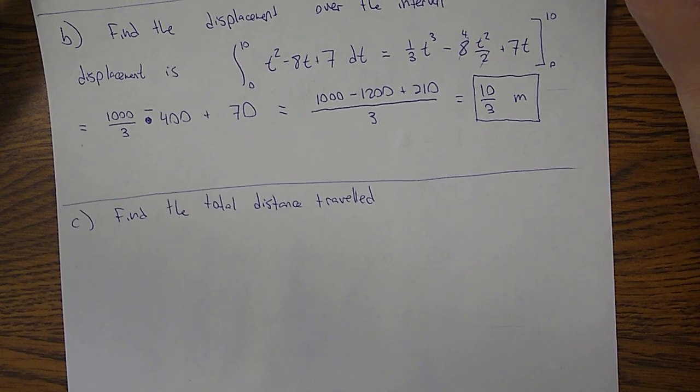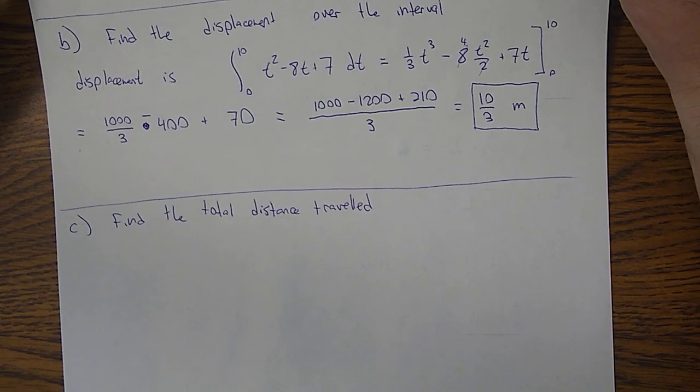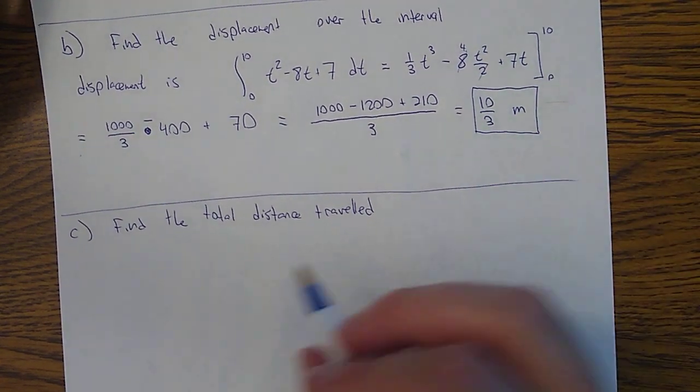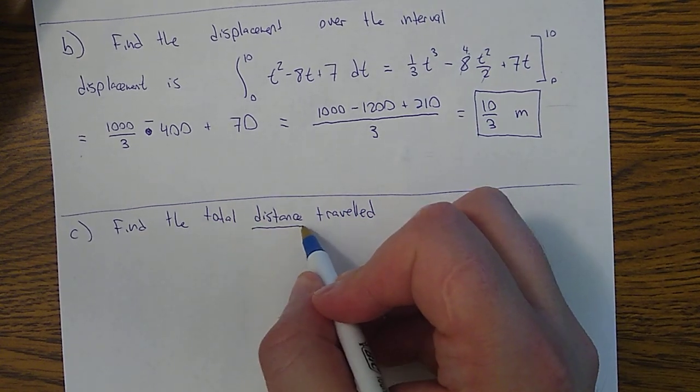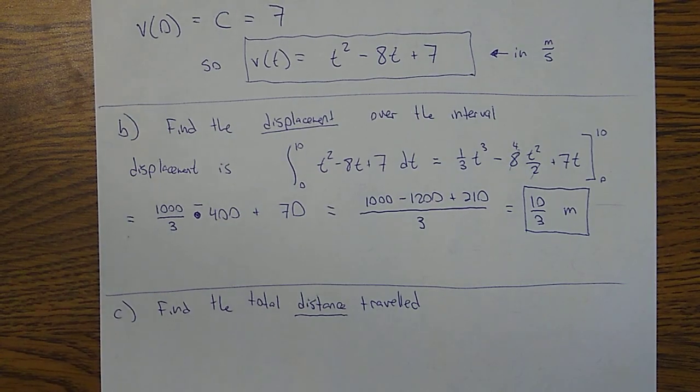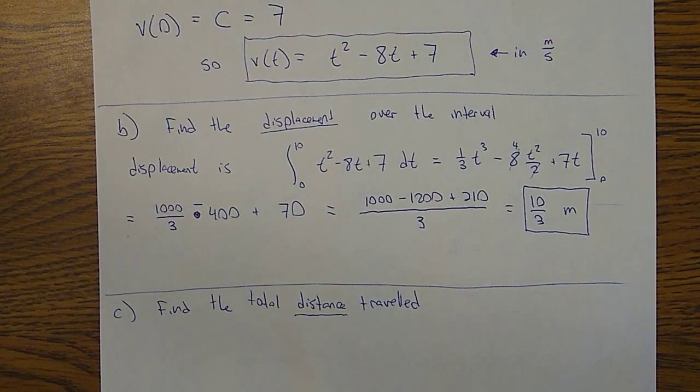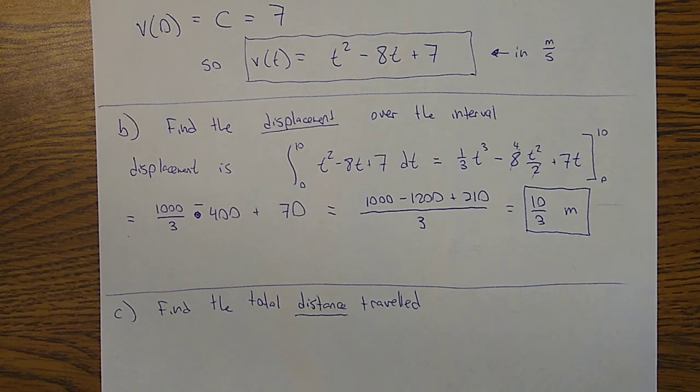For part C, we're going to talk about something slightly different, the total distance traveled. Now that sounds like it might be the same thing, because I told you displacement is how much your position has changed from beginning to end. That sounds like distance traveled, but there's a subtle difference.